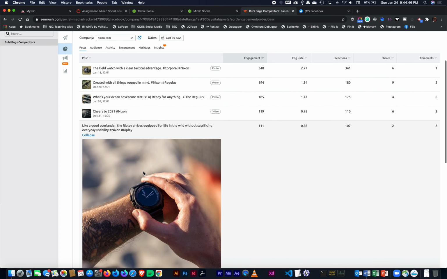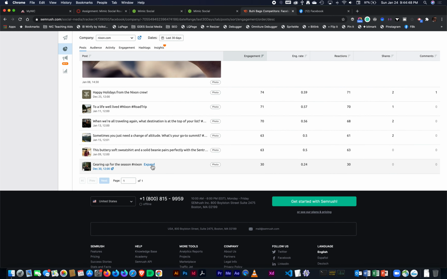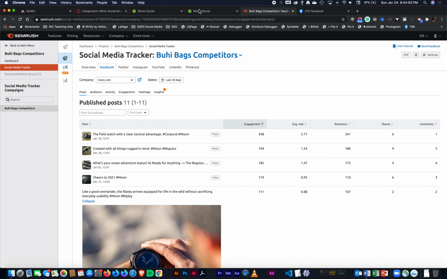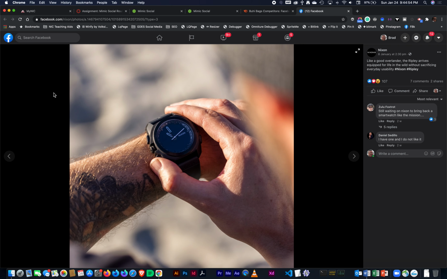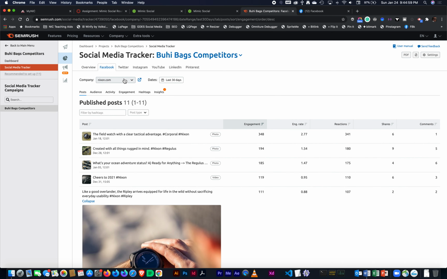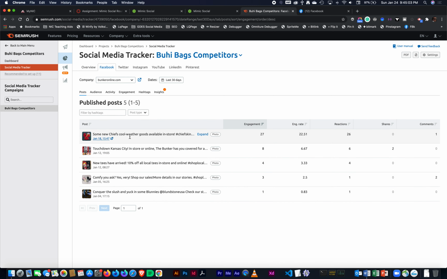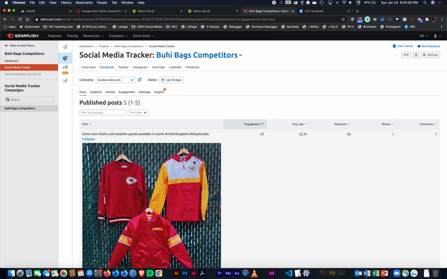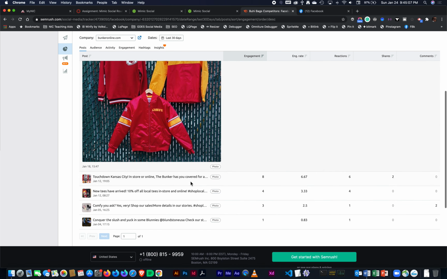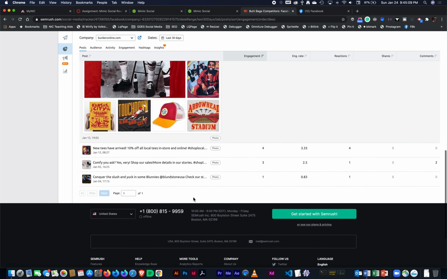Expand it here. So it's a watch. And don't forget, Boohee isn't doing watches quite yet, so we probably don't want to look at examples exactly like that. Let's take a look at Bunker. Bunker's got clothing, football themed.